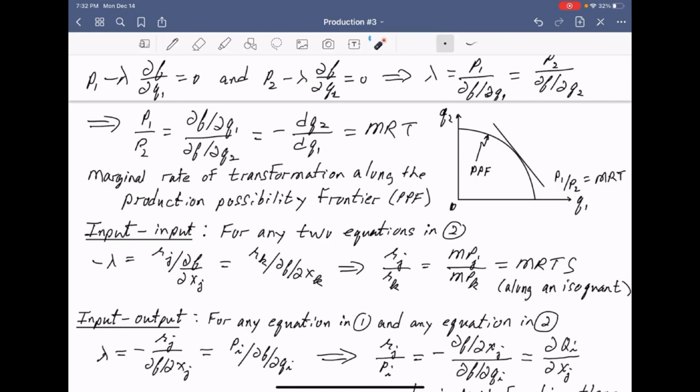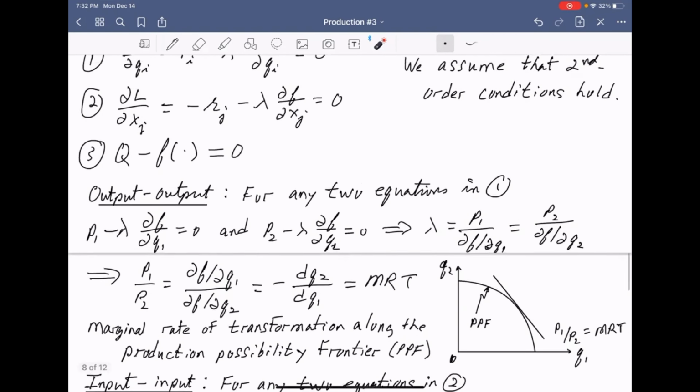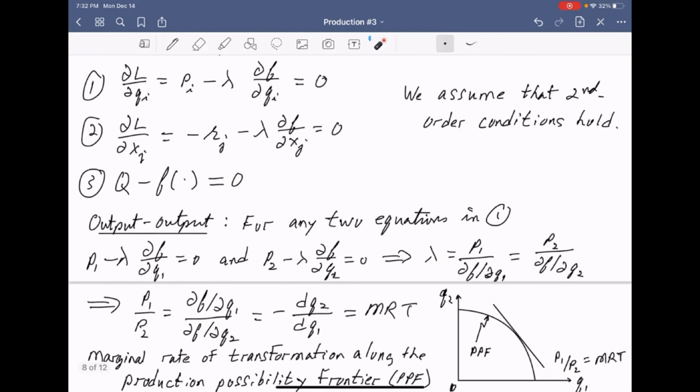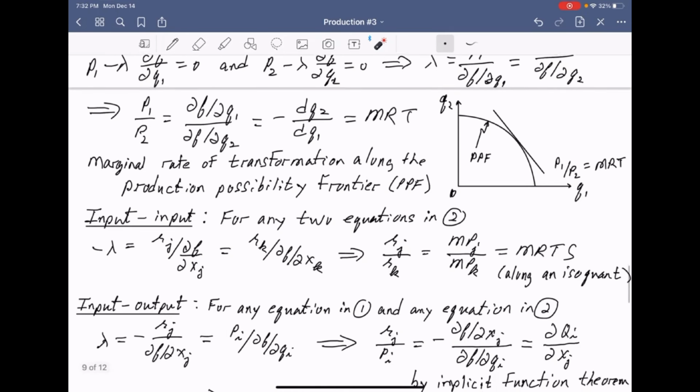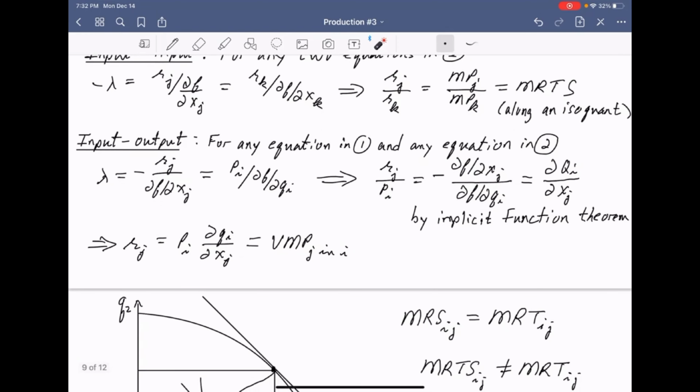Now, the more interesting case is the input-output case, because we can take any equation in 1 here and any equation in 2, and we then look at what happens. So the first result is that we get minus Rj divided by the marginal product of j equal to the output price divided by the partial of f with respect to that particular output. And that's equal to this lambda over here.